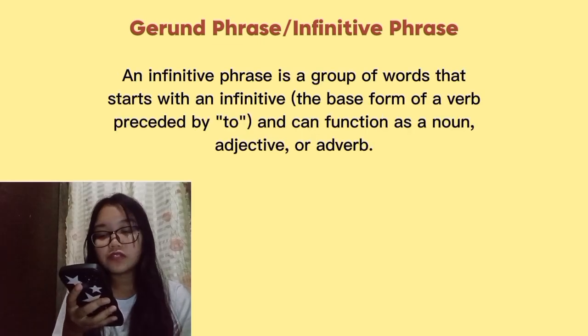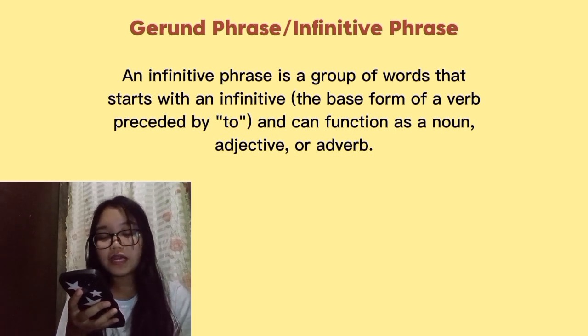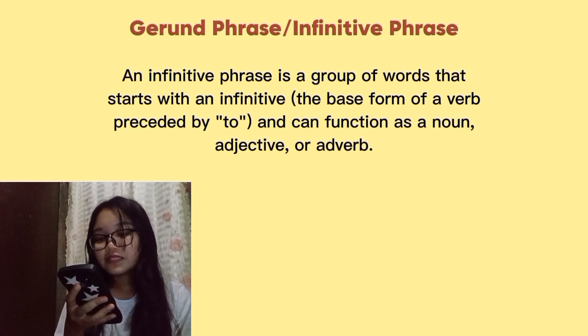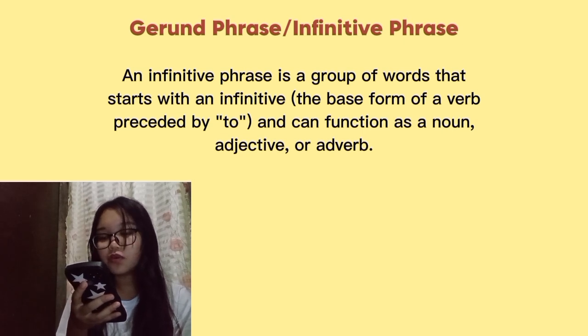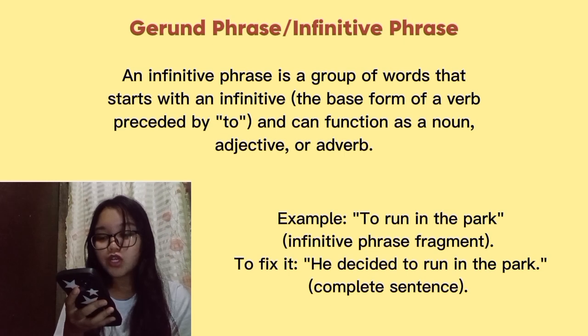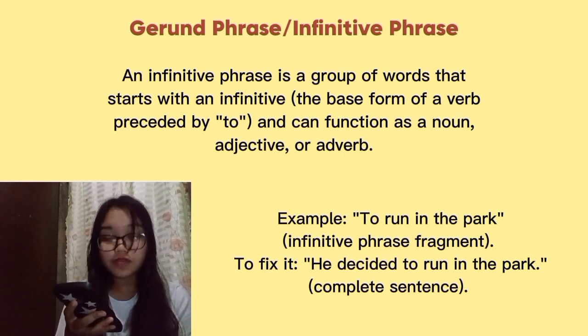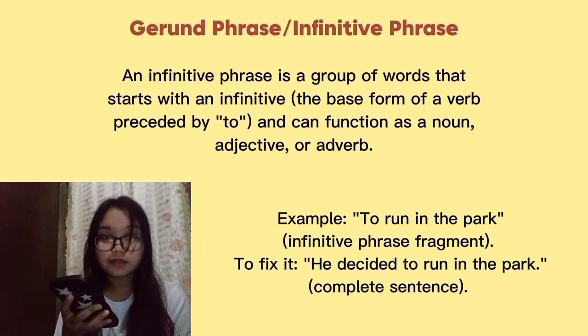Next is an infinitive phrase. An infinitive phrase is a group of words that starts with an infinitive, the base form of a verb preceded by "to." It can function as a noun, adjective, or adverb. For example, "to run in the park." To fix it: "He decided to run in the park."